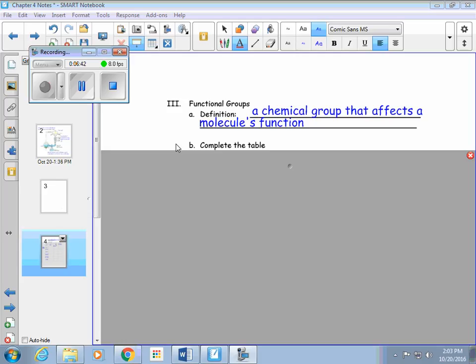The next thing I want to talk about are functional groups. I've moved over to page 13. A functional group is a chemical group that affects the whole function of the molecule. So it's a part of a molecule that's kind of added on to an existing structure, and whatever that group is determines the whole function of the rest of the molecule.